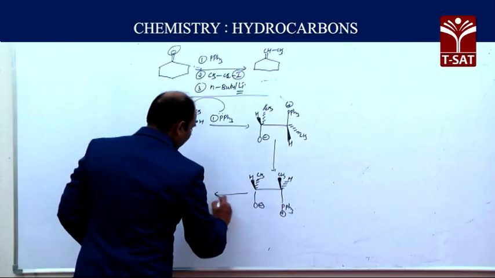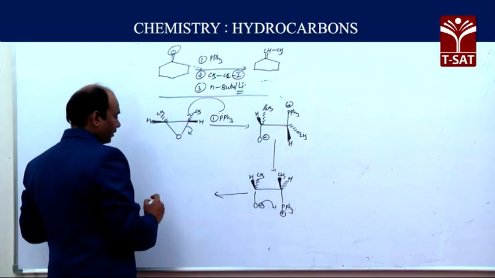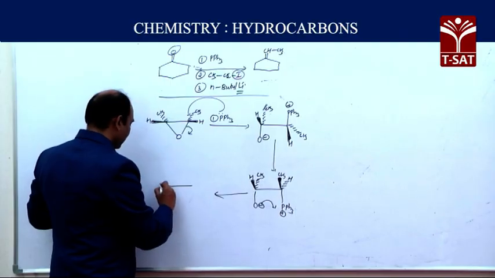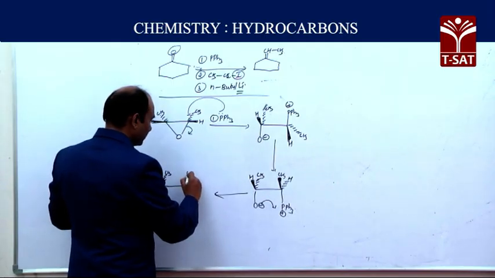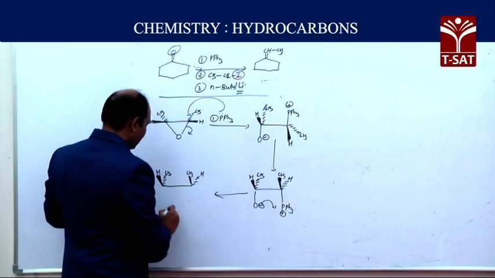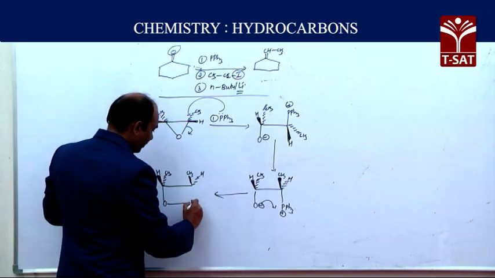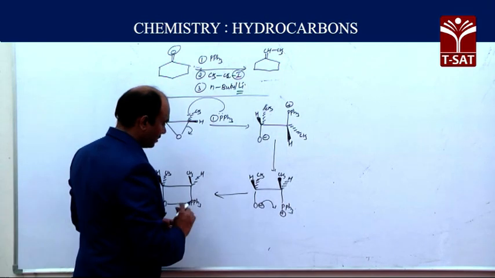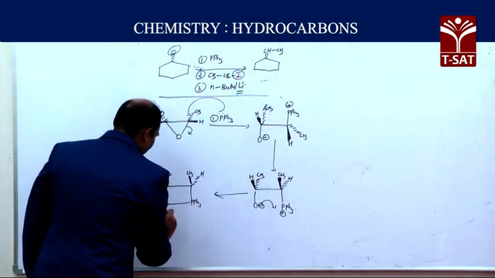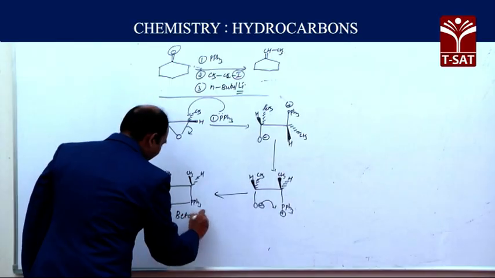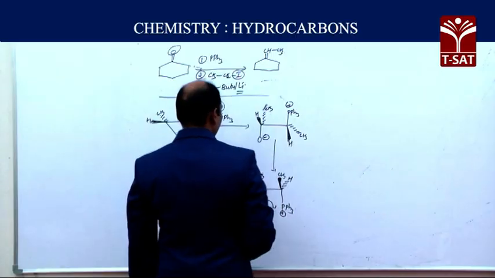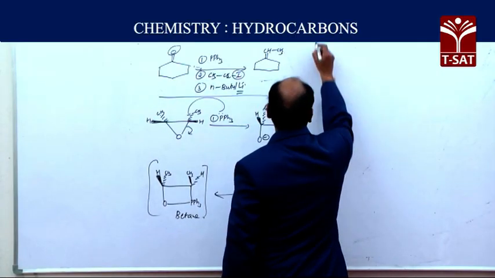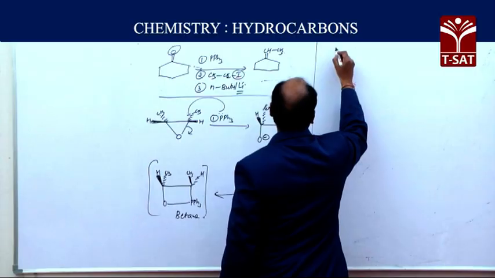After that, between these two, a betaine intermediate is formed. The betaine intermediate: here this is H, and this is CH3, and here it is CH3, this is H, here it is O, this is PPh3. After it is formed, this is a betaine intermediate. This betaine intermediate is converted into what? This is converted into an alkene. So again I am writing this one, the betaine intermediate.